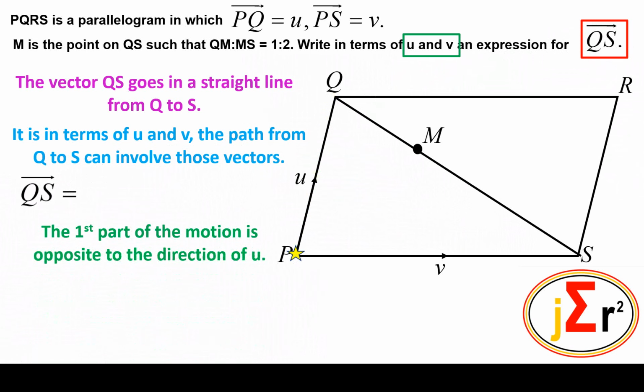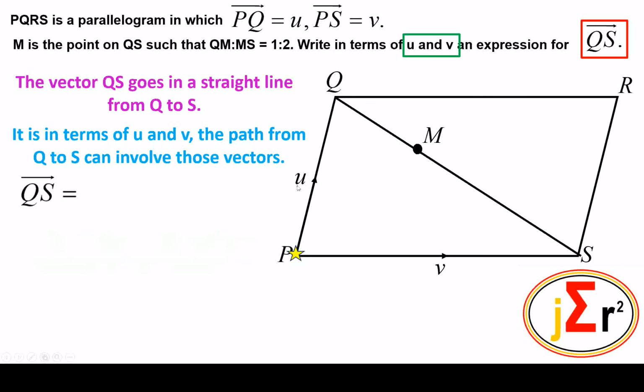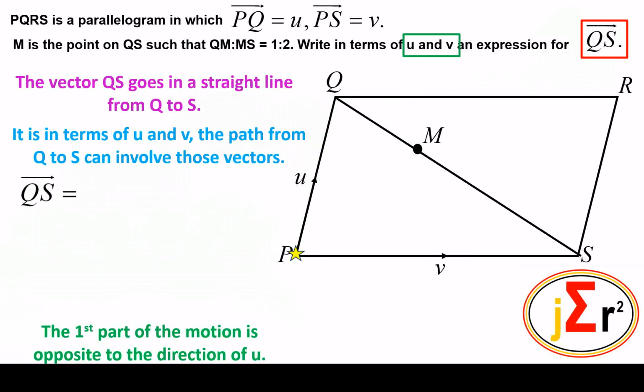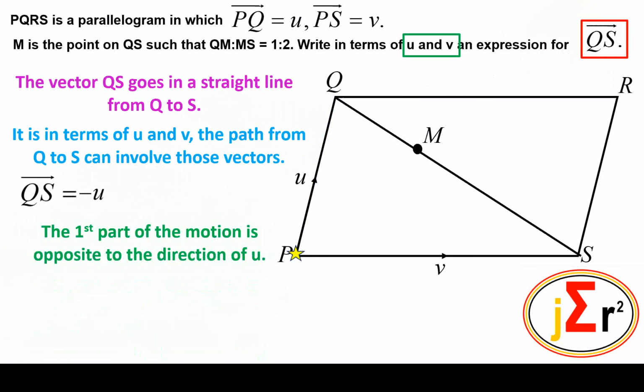The first part of the motion is opposite to the direction of U. This is U, and the first part of the motion is opposite to the direction of U. Therefore, we will consider that that part of the motion is negative U, going in the opposite direction of U. The other one is more to our suit because it goes in the exact same direction of V. Therefore, that movement is positive V. The second part of the motion is in the direction of V. We therefore have positive V.